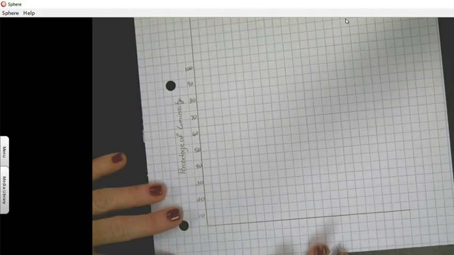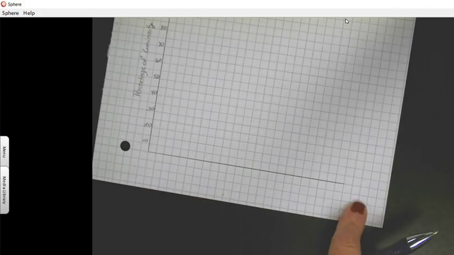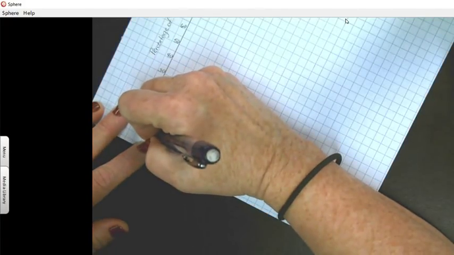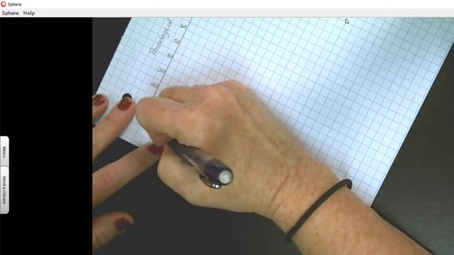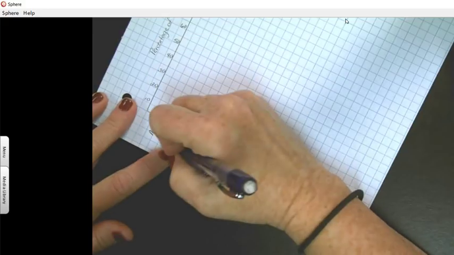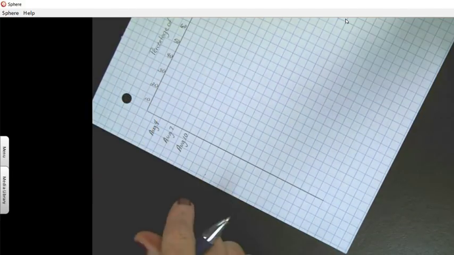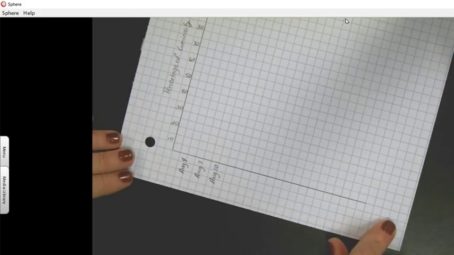All right, then down here, I'm going to list my days. Well, I started with August 4th, so I'm going to write in here August 4th, then it was August 7, then it would be August 10, and I'm going to continue until I have all of my data points.